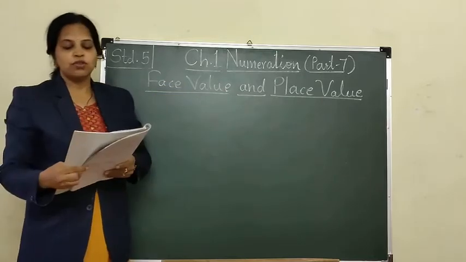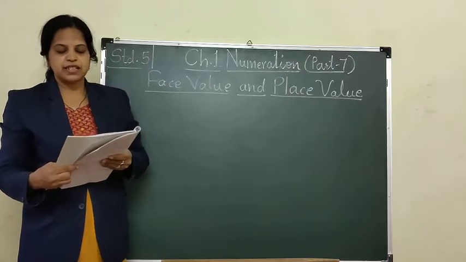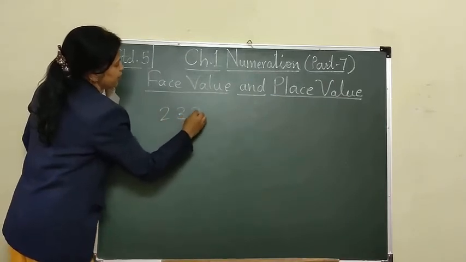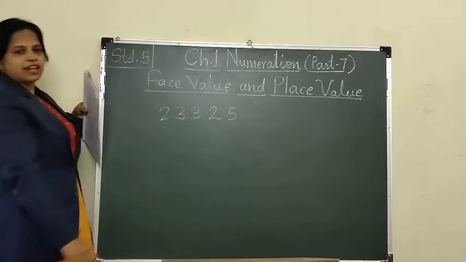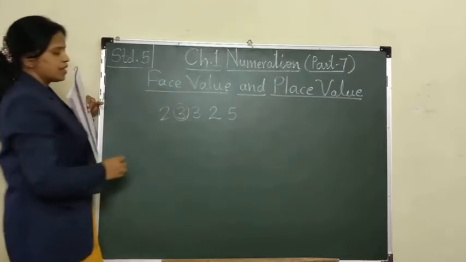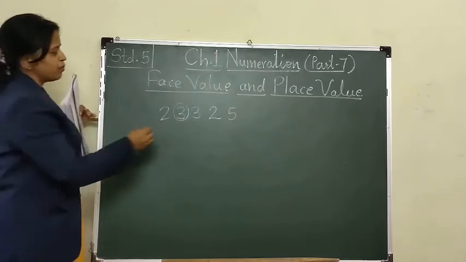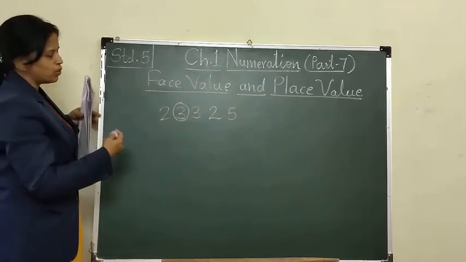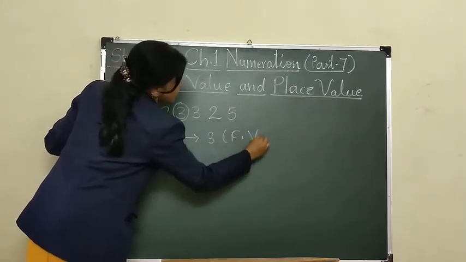See, a face value of a digit in a number is the digit itself, whatever place it occupies in the place value chart. Just see, we will take one number. I have written here a 5-digit number. Let us see what is the place value of 3 here. The digit which is present at any place, you see the digit and that is only its value, that is its face value. 3 is the face value of the digit here.